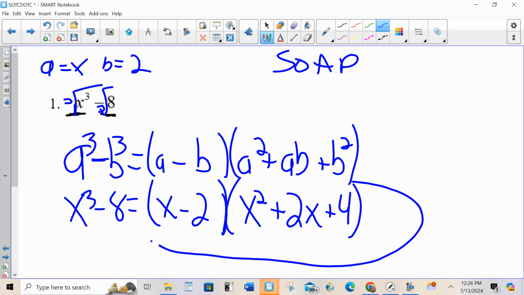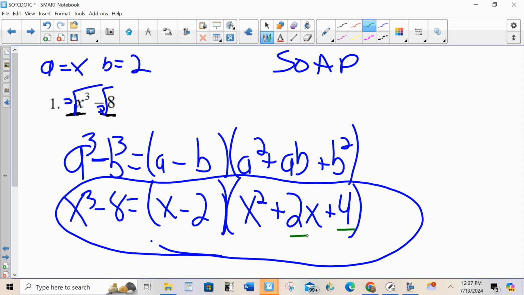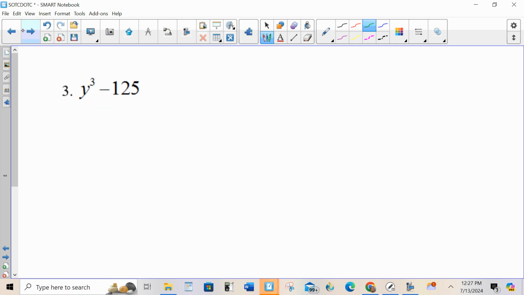That's it. You might be saying, well, can I factor further? I see a trinomial. You will never be able to factor that trinomial that you get because there's no numbers that multiply to 4 and add to 2. So you're done. Let's do another one that's relatively basic. And then we'll do one that's not so basic, and then that's it.